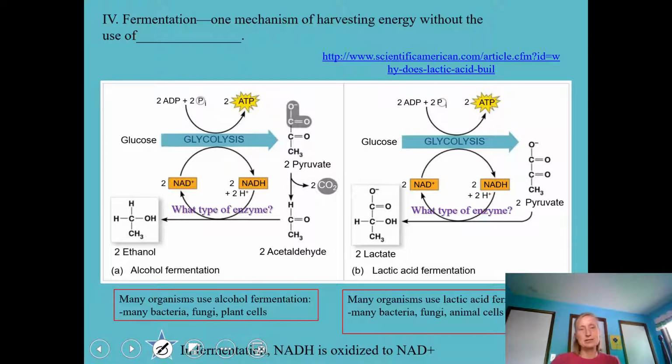Here's where we're really going to start. We've covered aerobic cellular respiration. That's one mechanism that cells use to make ATP. Another mechanism is called fermentation. Fermentation is a mechanism of harvesting energy, making ATP, without the use of oxygen. Okay? So fermentation is not going to use oxygen.